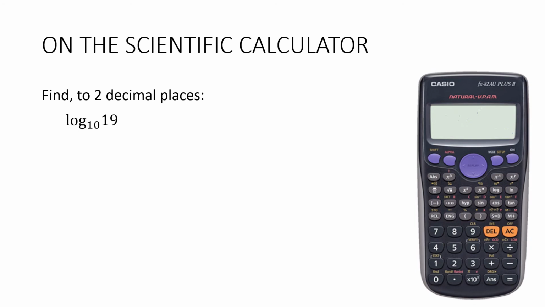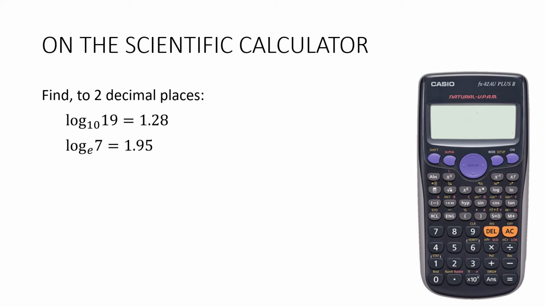Coming back to our scientific calculator, suppose we want to find to 2 decimal places log base 10 of 19. All we do is hit the log button and then 19 and press equals. And to 2 decimal places it's 1.28. If we want to find log base e of 7, we would do ln 7, and that's 1.95.